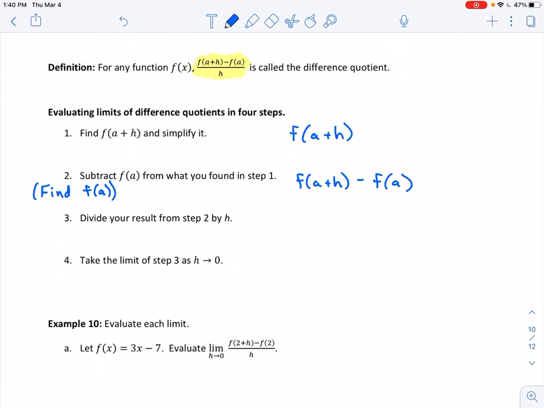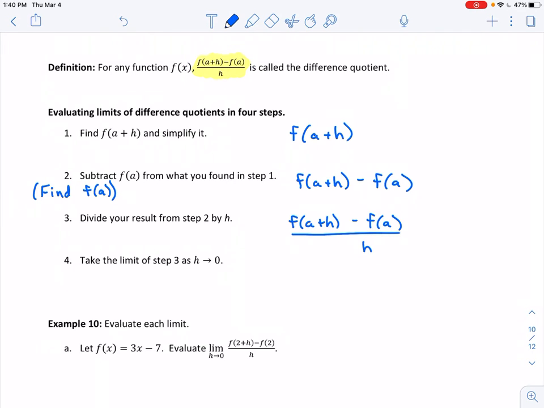Step number 3, I'm going to divide my step 2 result by h. So at the end of step 2, I had f of a plus h minus f of a, all divided by h. And your goal at this point is to cancel that h from the denominator. That's what we would really like to do. And at this point, that is the whole difference quotient. That's exactly what we have highlighted up here.